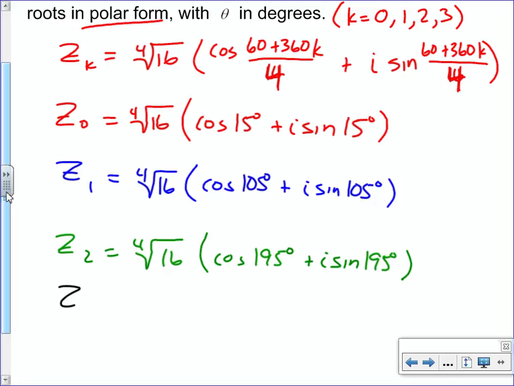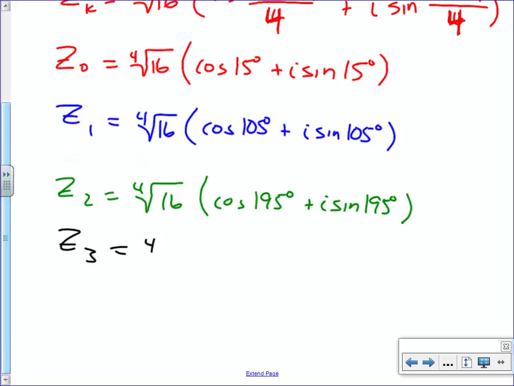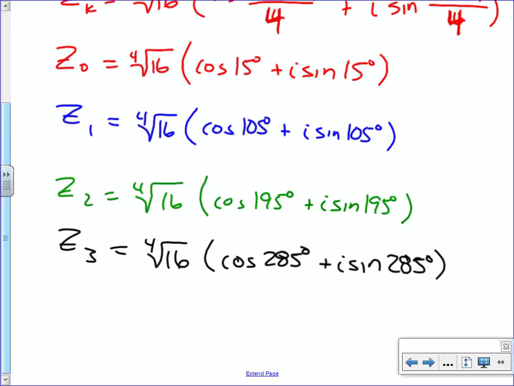Last root. Z cubed is fourth root of 16 times cosine. What is it? 285. Good on you, mate. Plus I sine. What is it? No, what are you adding every time? That's awesome. Okay. All right.